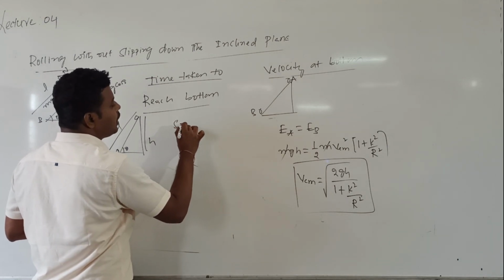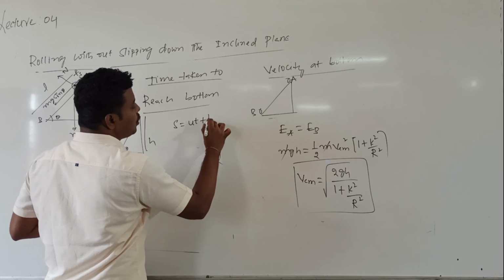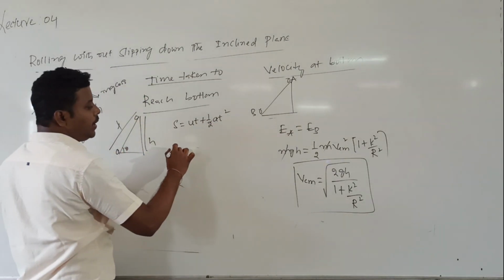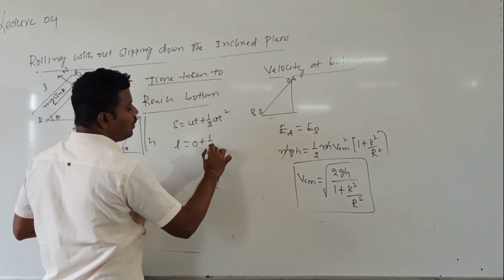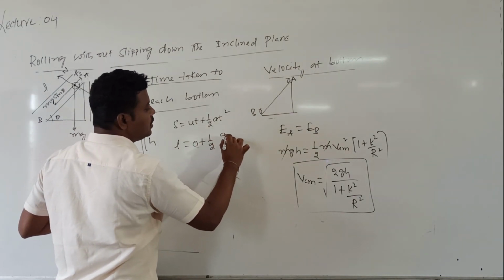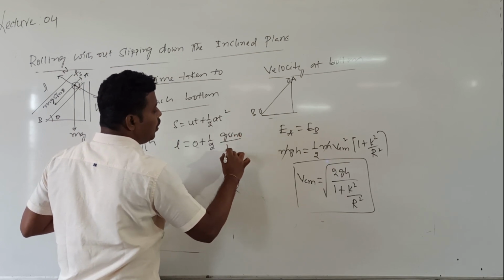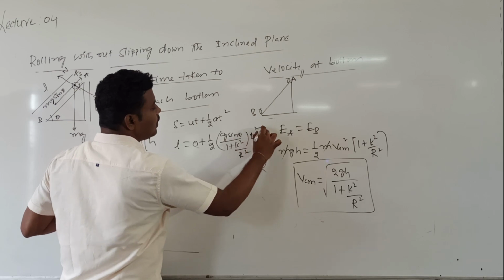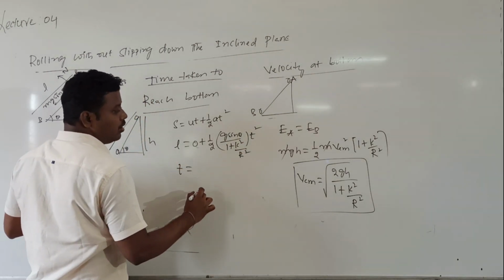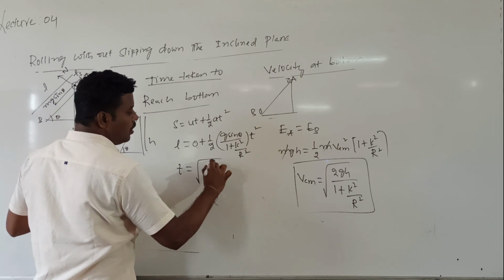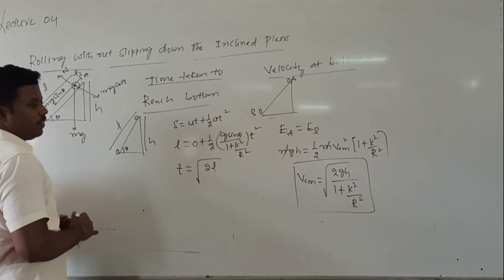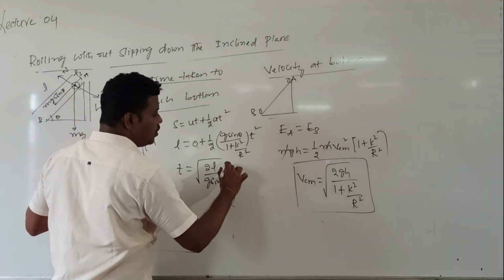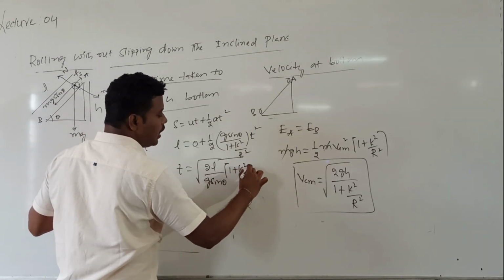Time taken is given by the formula. Can I use the formula S is equal to ut plus half into a t square, where S is the length of the inclined plane, initially body at rest, plus half into a, where a is g into sin theta divided by 1 plus k square by r square, into t square. Then we can calculate the t value. T is equal to root over 2 into L divided by g into sin theta into 1 plus k square divided by r square.